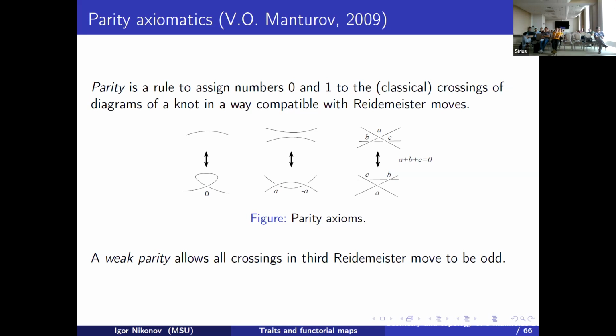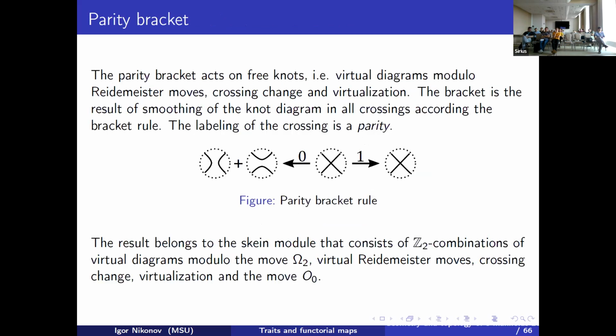And the second condition is the sum of the labels of the crossings which take part in a randomized move must be 0. So if the label is an element of Z2, we have the definition of the parity. So if we have such a label, then the previous map will define an invariant linear combination of graphs.